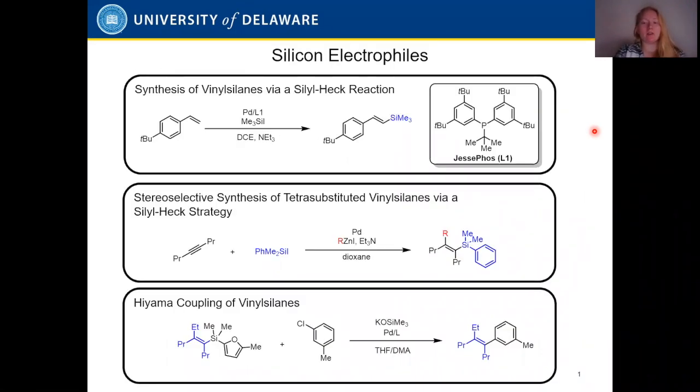Today Kat was telling you about nitrogen electrophiles, so I'm going to switch gears and tell you about our work with silicon electrophiles. The three projects I'm going to briefly tell you about involve our work synthesizing vinylsilanes using a Silyl-Heck strategy, and then using a similar strategy to functionalize internal alkynes to generate tetrasubstituted vinylsilanes. And finally, I'm going to switch gears from electrophiles and tell you about our use of these tetrasubstituted vinylsilanes in a Hiyama coupling to generate tetrasubstituted alkenes.